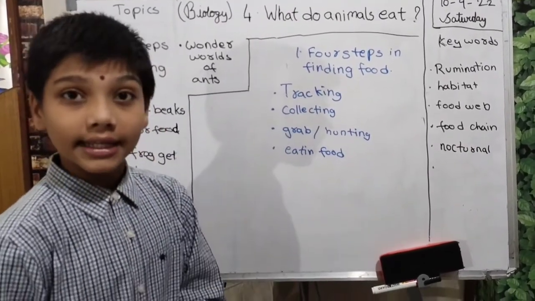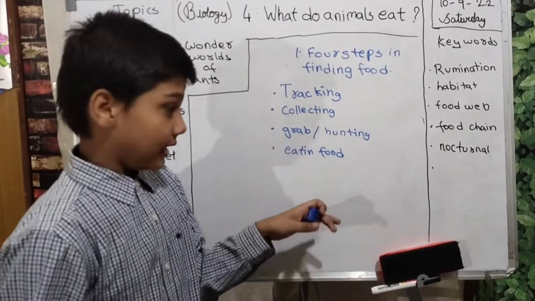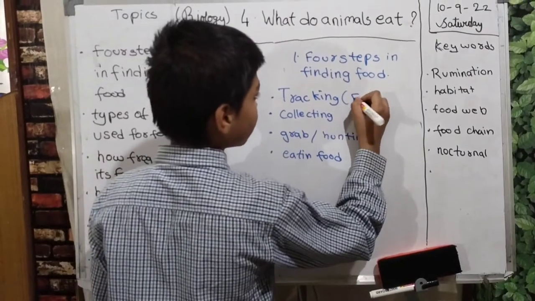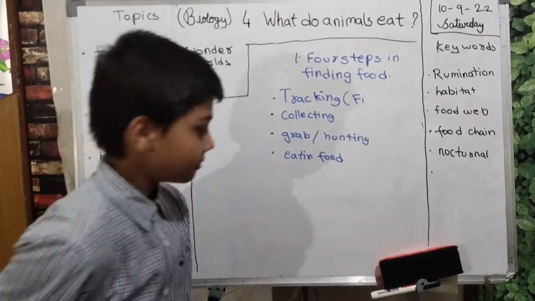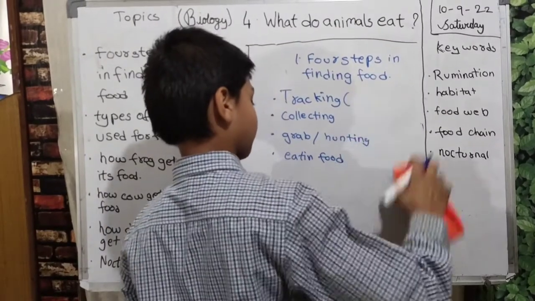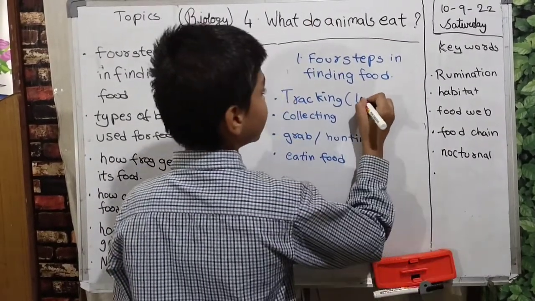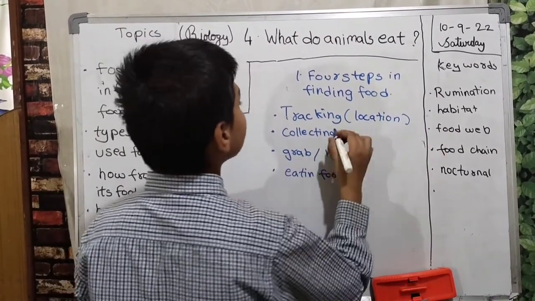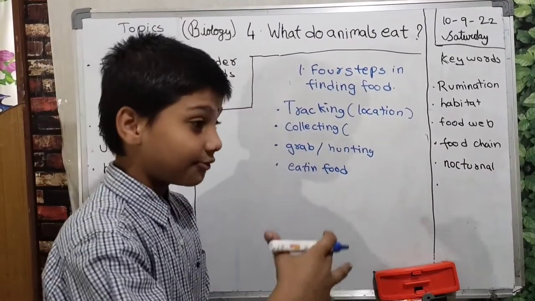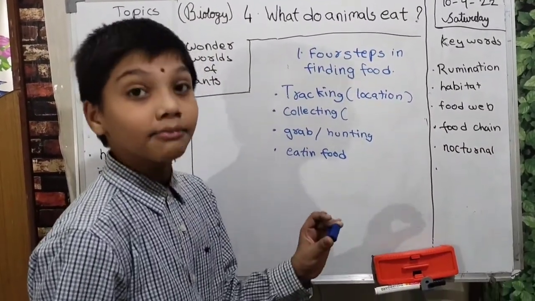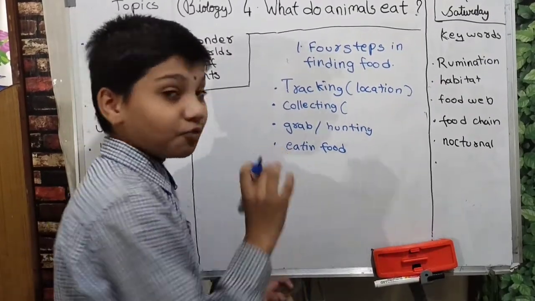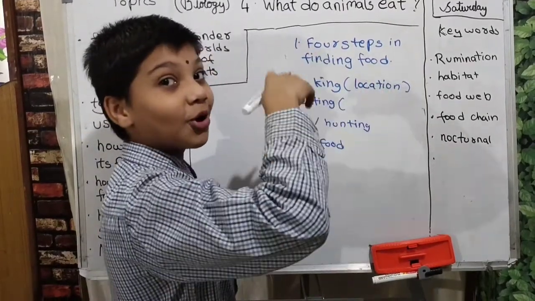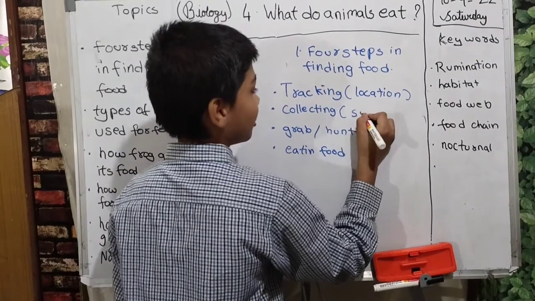So what is the meaning of tracking? Tracking means locating the place where the food is located. Tracking means location. And collecting, not collecting in the usual sense, means we are searching for food. We find the location, so we search for the food. Searching.